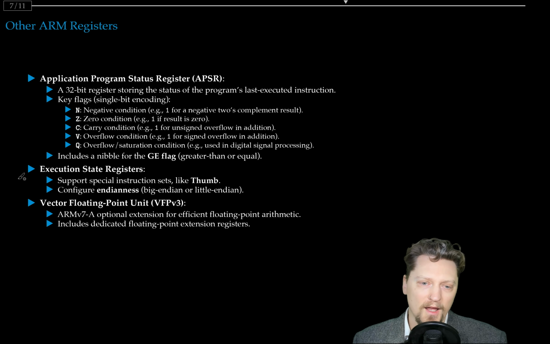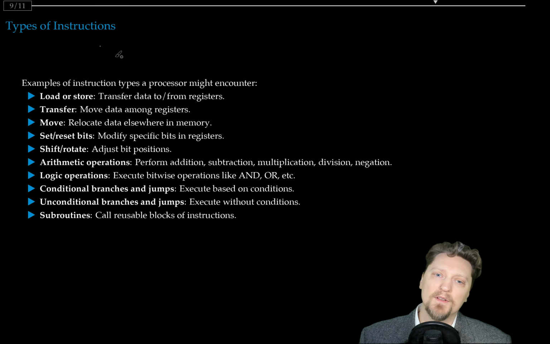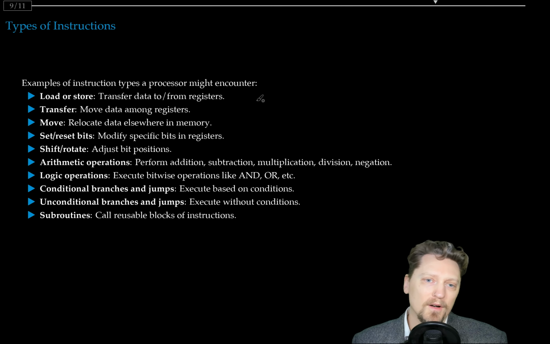There's the ARMv7-A optional extension for efficient floating point arithmetic, and it includes dedicated floating point extension registers. So we'll often need to do a lot of floating point arithmetic, and these help speed that up. Okay, types of instructions. Examples of instruction types a processor might encounter: load or store, transfer data to and from registers. Very common type of instruction. We want to load into a register some piece of data and maybe store it in memory from the register, the result of some instruction.